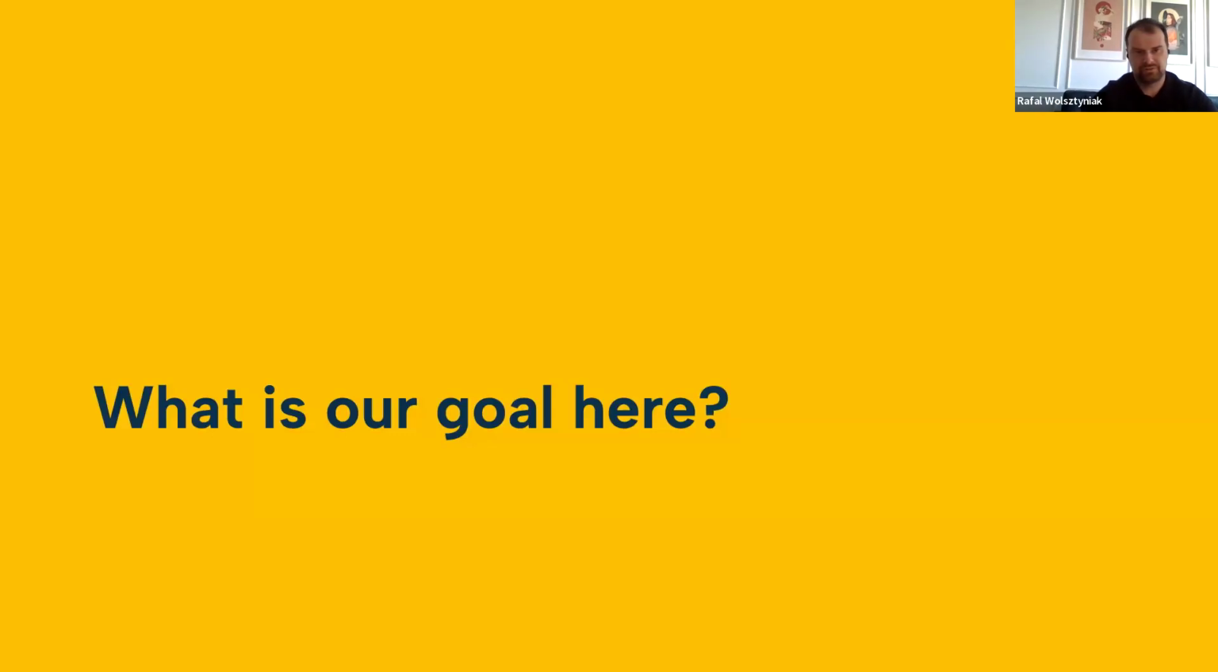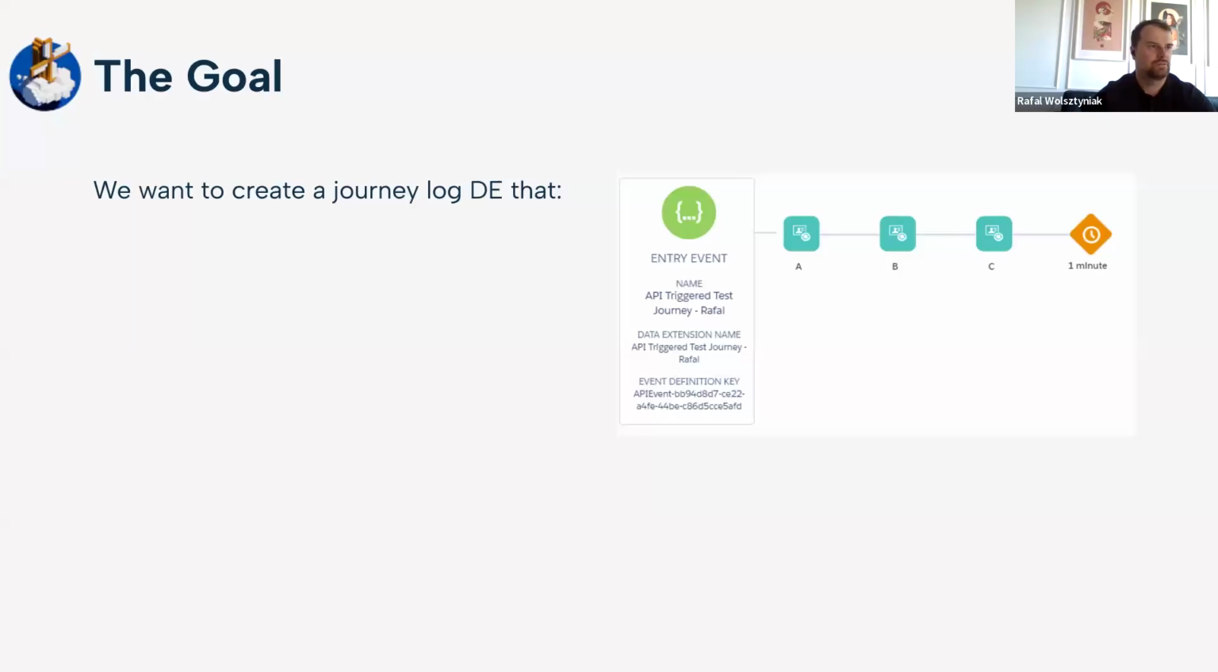So what is our goal here? For this session, extending the article I already wrote, I set up a purpose. What do I want to achieve? Imagine that we have a journey and we have 3 points that we want to log in the journey: right after entry, the middle of the journey, and when the contact exits the journey. So our requirements would be this. We want to create a journey log that can be used to log the current state of the contact and journey data.